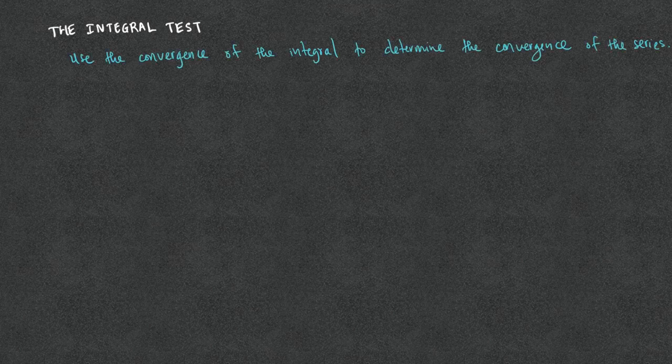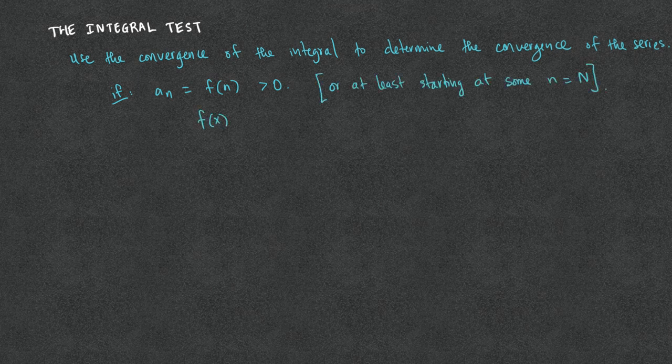What this means for us is that we're going to use the convergence of the integral to determine the convergence of the series. And we can do this if we can express a sub n as f of n, where the terms are positive, at least at some point n. The function f of x has to be continuous, positive, and decreasing on the interval 1 to infinity.